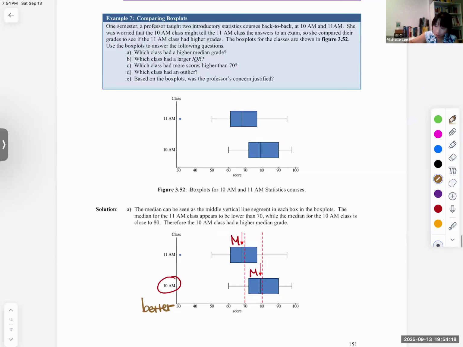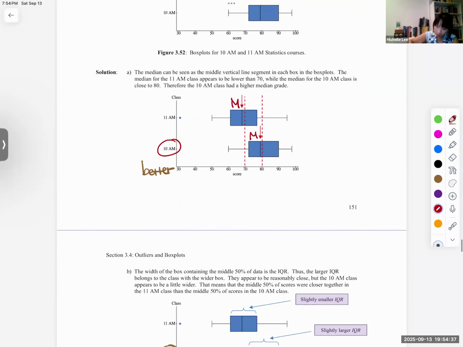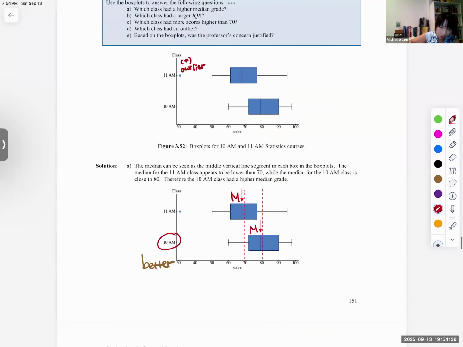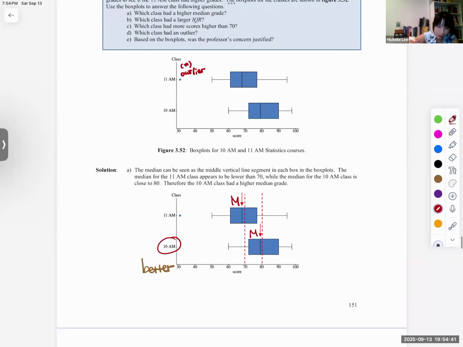Now, which class had the outliers? Outlier, we can see that this is an outlier, right? Dot or asterisk, outlier. So the 11 a.m. class has an outlier.